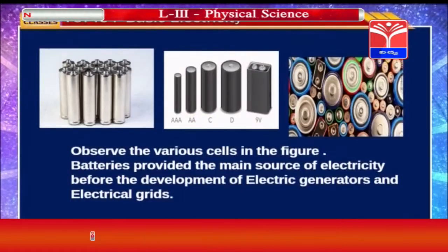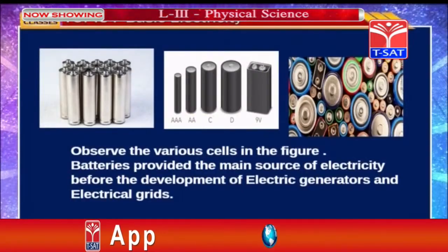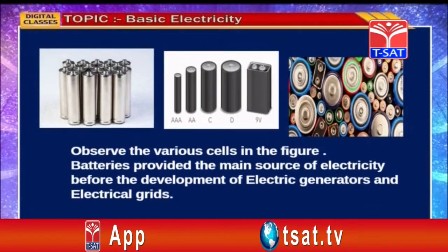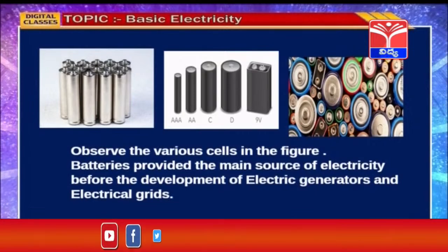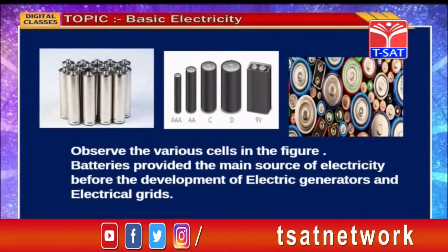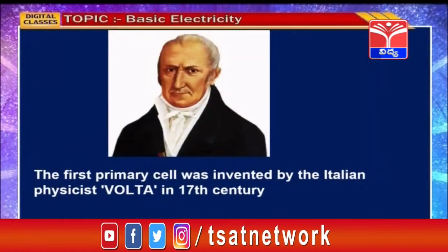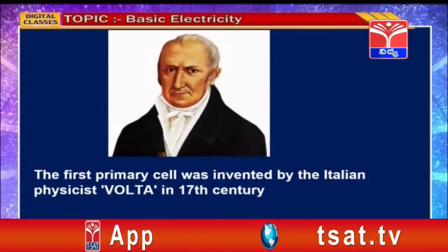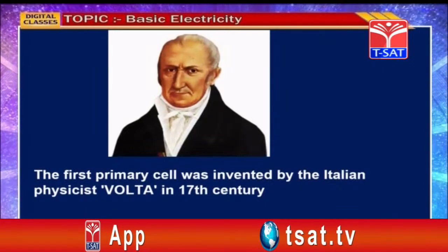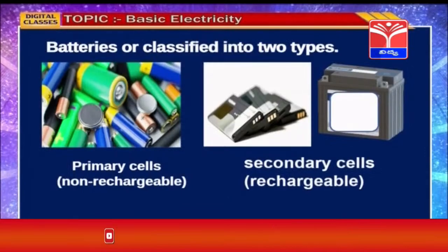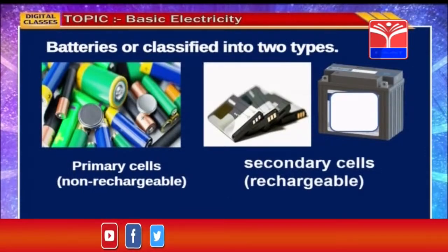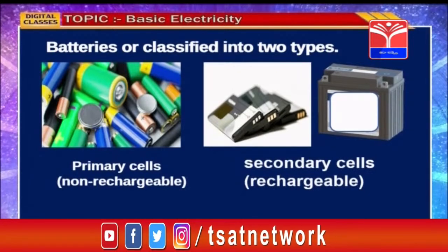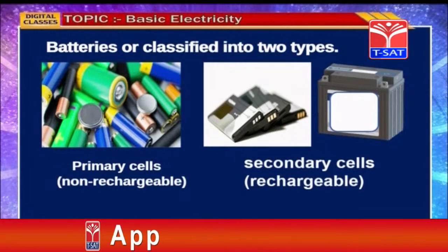Children, observe carefully the various cells in the figure. Batteries provided the main source of electricity before the development of electric generators and electrical grids. The first primary cell was invented by the Italian physicist Volta in the 17th century. Batteries are classified into two types: primary cells, which are not rechargeable, and secondary cells, which are rechargeable.